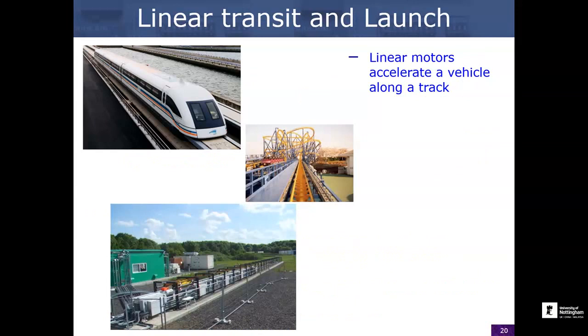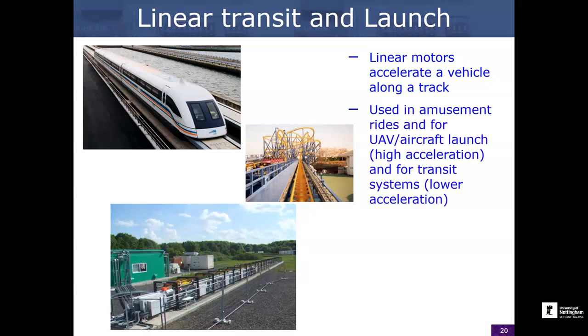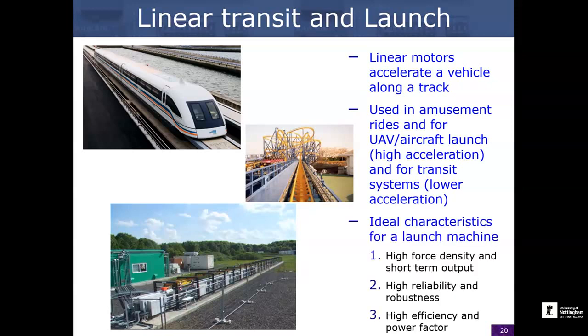So looking at the final topic we'll talk about, because this is a little different, I talked about linear motion initially, but I haven't really highlighted any of the applications so far. So linear motors are something you'll get to accelerate a vehicle linearly along a track. So these are something you see in transportation systems, in maglev systems. You also see them in amusement rides, so things like launched roller coasters, as well as things like UAV and aircraft launch. So this is actually what I used to do.